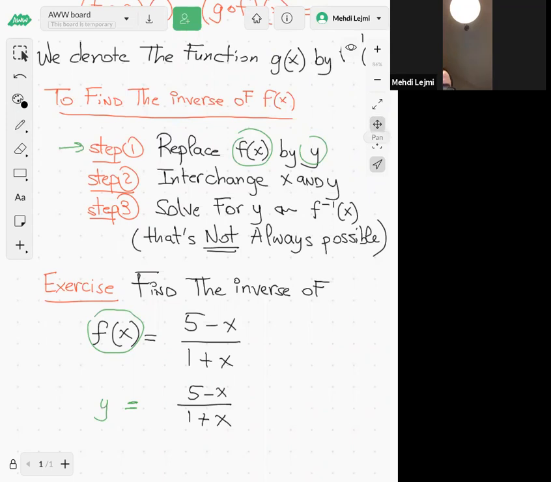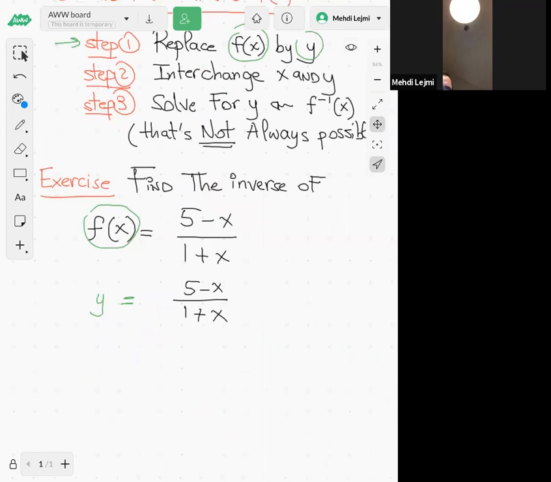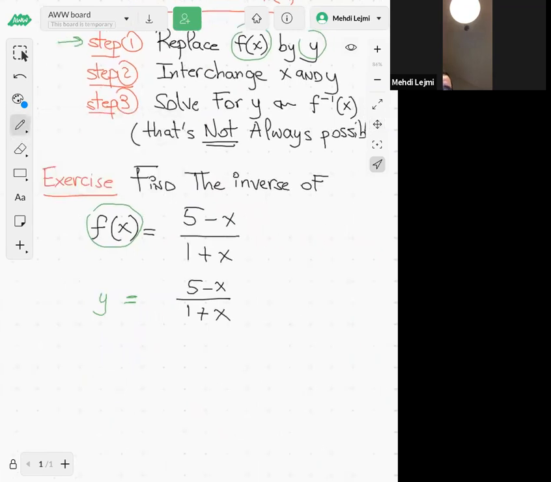And then next, we interchange x and y. This is step two, interchange x and y, which means that y becomes x and x becomes y. So here's a y and here's a y. So x would be equal to 5 minus y over 1 plus y, right? So that's my step number two.